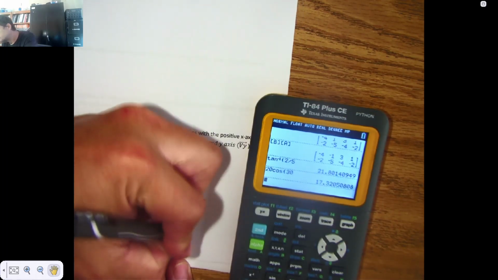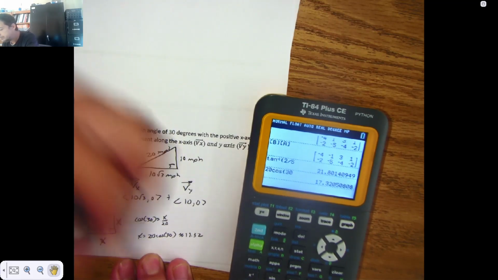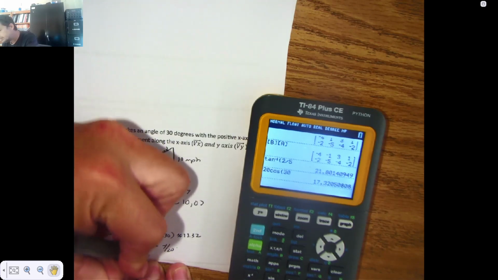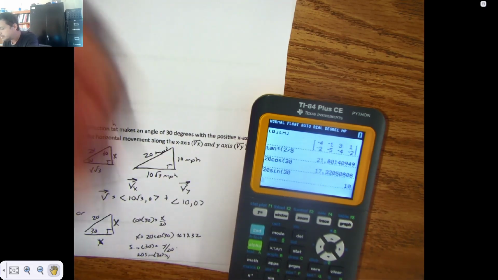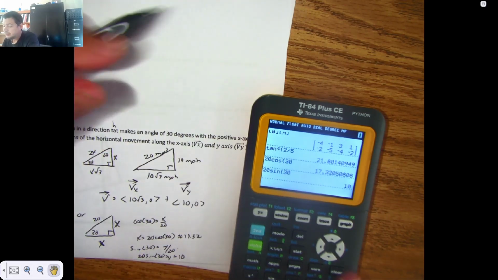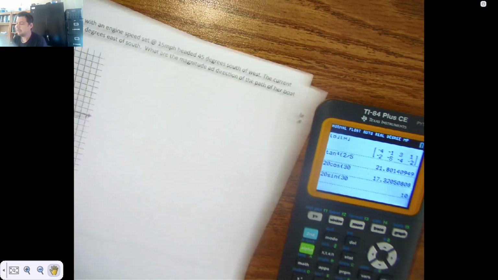If I wanted y, I do opposite over hypotenuse. The sine of 30 is y over 20, so 20 sines of 30 is y. That's 10, which is no surprise. It was 10 up there. Anyways, there's that. I wish you'd learn 30-60-90 theorem and 45-45-90 theorem, but what do I know?